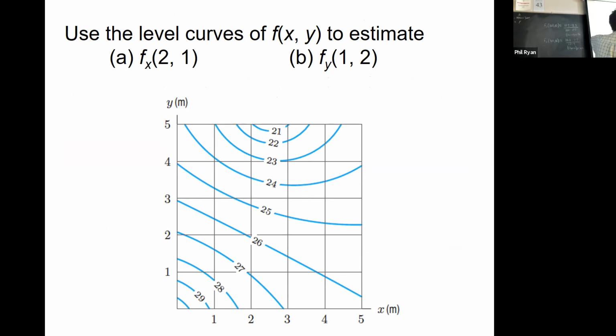Okay. So for example, if we're at 2, 1, we're at this point here, and we want to know what is the rate of change in this direction here, we just put down our ruler and we see that we go from 28 to 26. So straight away we see that it's negative. And it looks like we go down 2 in a run of 3. So it's minus 2/3.